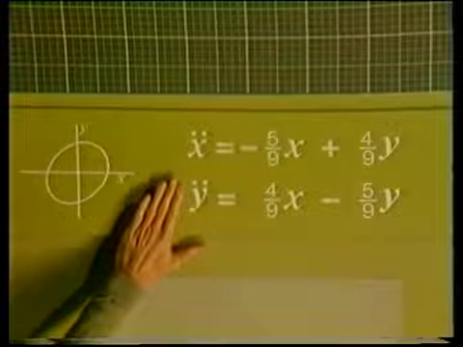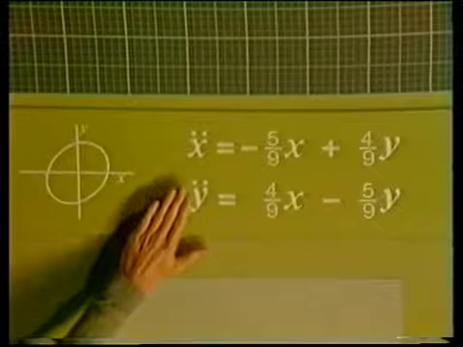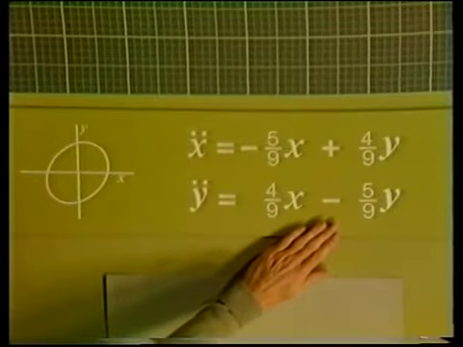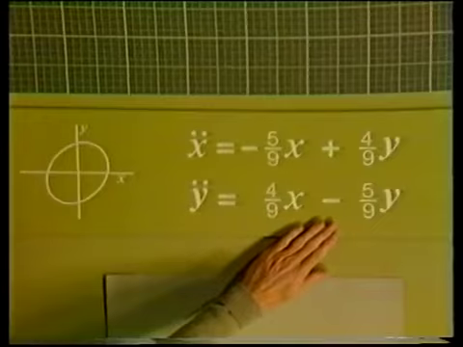I'd like to say a couple of things about the form of the equations. Notice they're both second-order differential equations, and these terms on the right-hand side are linear, so we have linear differential equations. And what's more, they're homogeneous equations. There's nothing there that doesn't involve x or y. Now, we'd like to solve these equations. That's to say, we'd like to find x and y as functions of time. How might we do that?